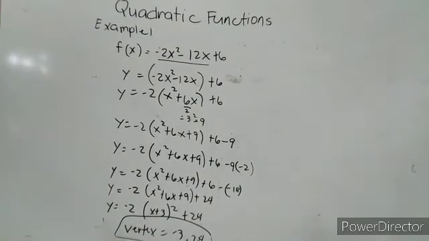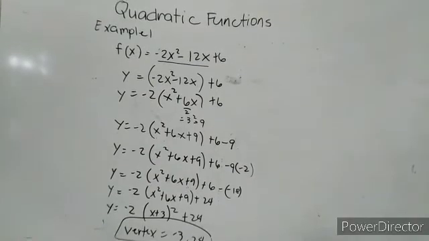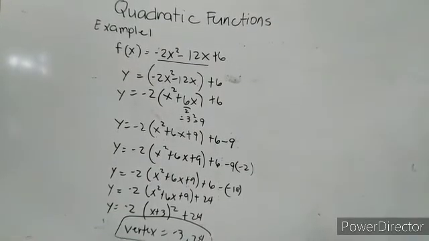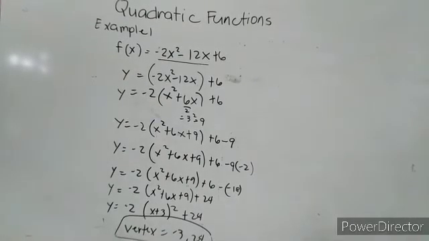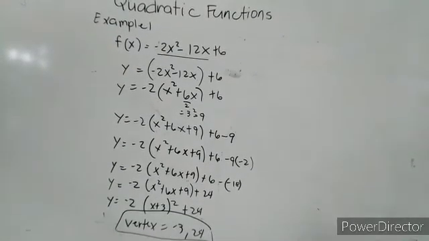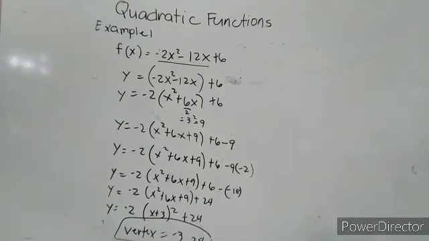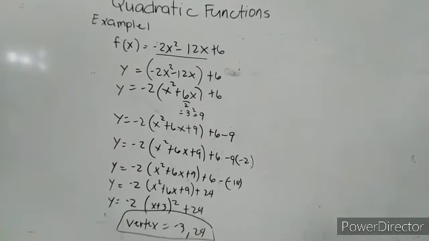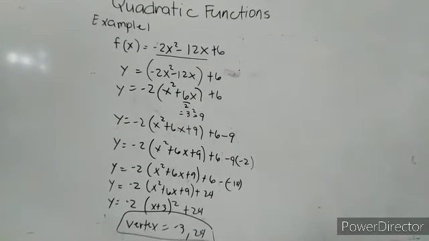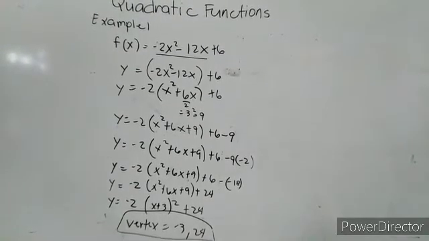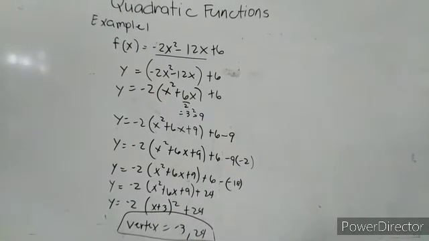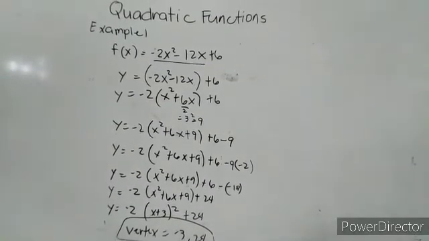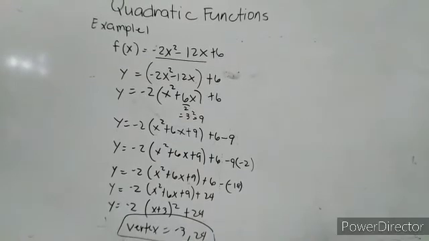Then, continue to completing the square. The linear term is 6, the numerical coefficient of x. We divide it by 2, then square the answer. So 6 divided by 2 is 3, then 3 squared is 9. So we have now y equals negative 2 times x squared plus 6x. We add this 9 inside the parentheses, and then what we add on the other side is its opposite.